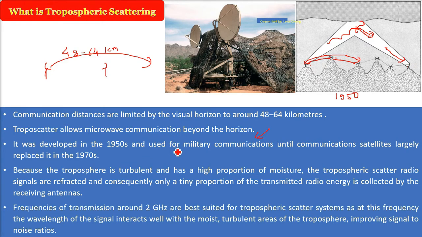A transmission frequency of around 2 gigahertz, which is in the UHF band, is best suited for a tropospheric scatter system, as at this frequency the wavelength of the signal interacts well in the moist, turbulent areas of the troposphere, improving the signal to noise ratio. So in order to improve the signal to noise ratio, we use 2 gigahertz. This is the best frequency.